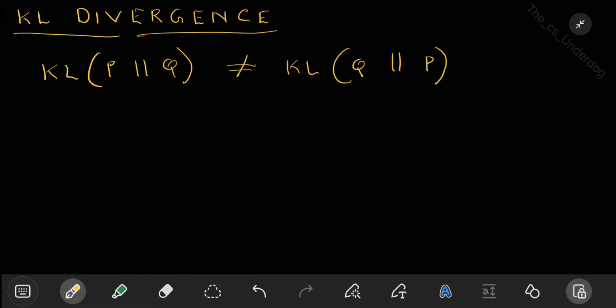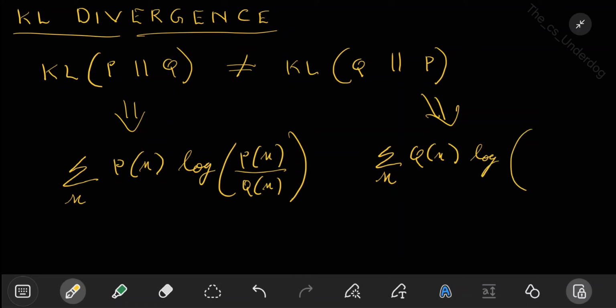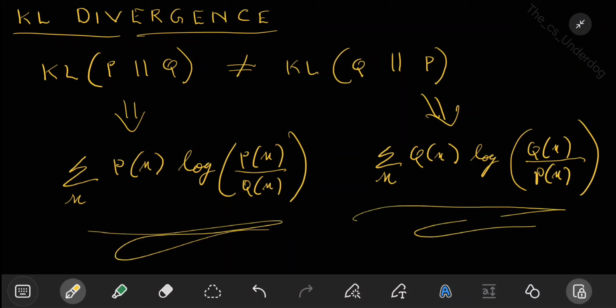If you take KL of P from Q, this equation looks like this: sigma x P of x log of P of x by Q of x, right? This is how the equation looks in case of KL of P from Q. And in case of Q from P, this will be summation over all x Q of x into log of Q of x divided by P of x. So these two are not the same mathematical values.